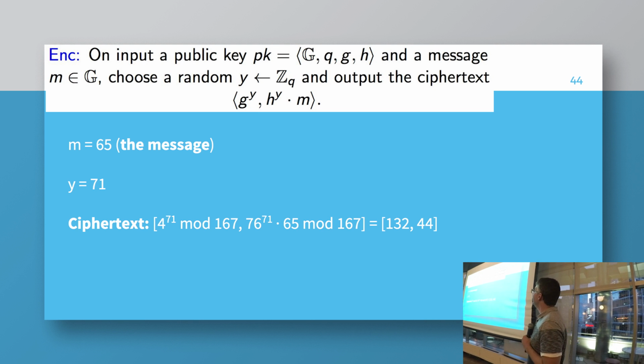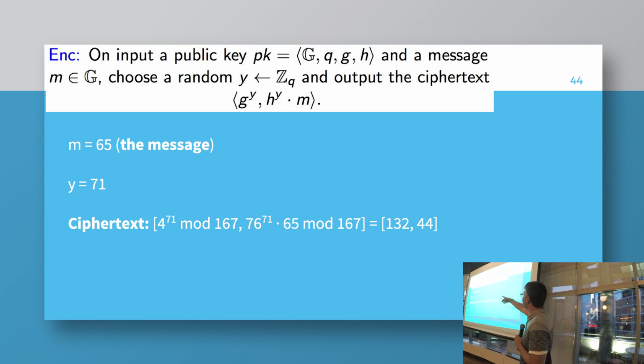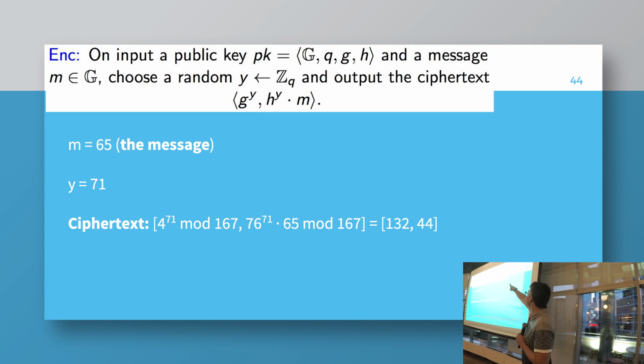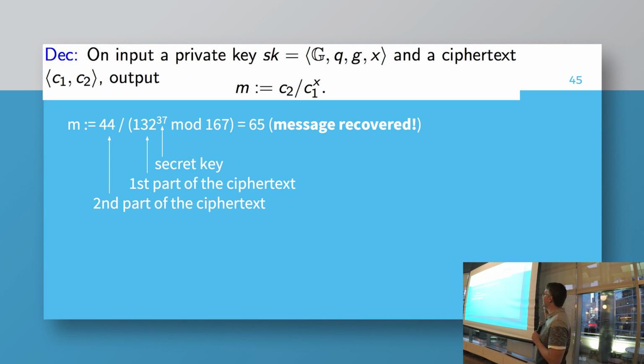Next, we need a message. The message has to be one of the numbers up to our P, and we'll pick the number 65 as our secret message. Then we just choose any random number up to 83, so we picked 71. Using this, we can now do this simple math problem down here and come up with an encrypted version of the message, which is this 132.44. You just follow the instructions there. It's pretty straightforward.